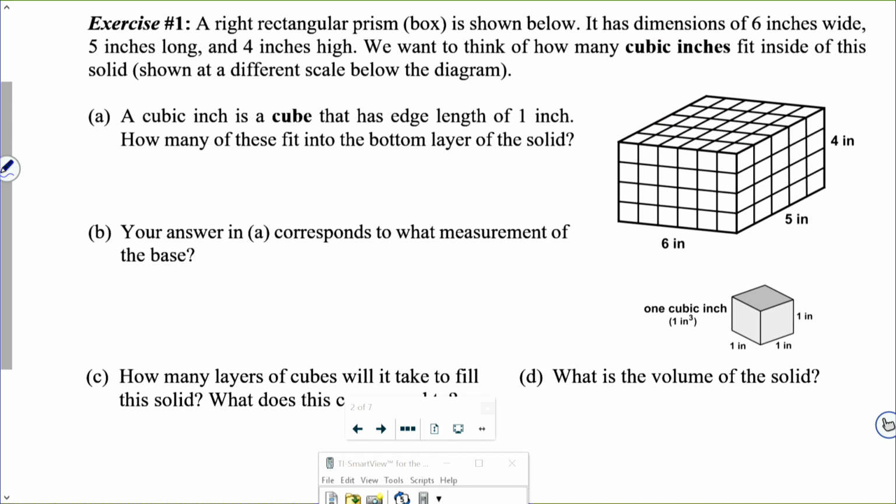A right rectangular prism, box, is shown below. It has dimensions of 6 inches wide, 5 inches long, and 4 inches high. We want to think about how many cubic inches fit inside of this solid, shown at a different scale below the diagram. Letter A. A cubic inch is a cube that has an edge length of 1 inch. How many of these fit into the bottom layer of the solid?